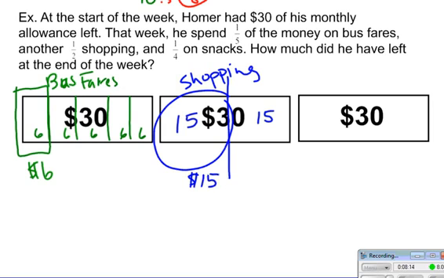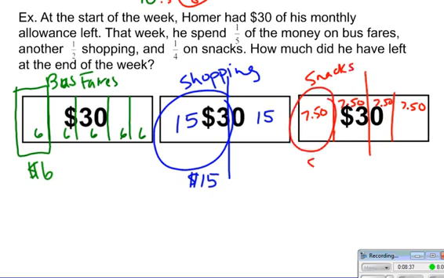Lastly is a quarter on snacks. So we're going to take the 30 and split it into 4. Well, half was 15, and so then each of these new halves we have to split 15 by 2. So that's $7.50, $7.50. And those should all add up to $30 as well. So that's for the snacks, and that's his amount on snacks, 1/4.